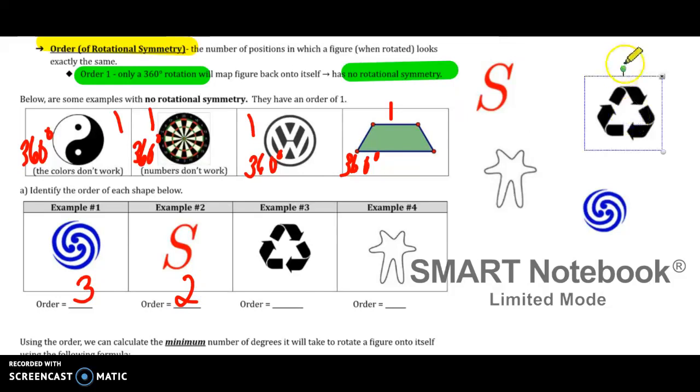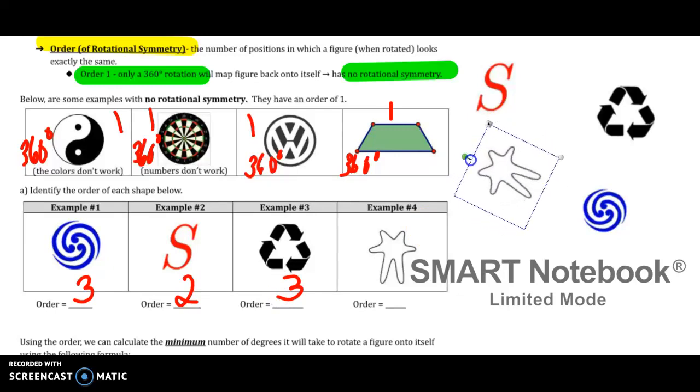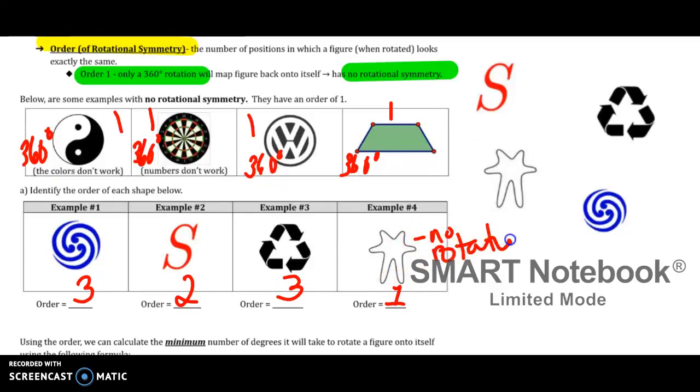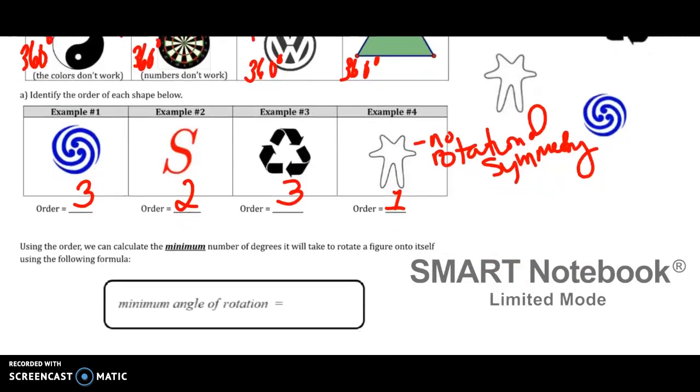Let's take a look at the recycling symbol. So 0 doesn't count. So 1, 2, back at 360 is order 3. And let's take a look at this weird shape right here. As I go around, doesn't look the same. Still not looking the same. Okay, only a rotation of 360 maps this back to itself, which means it's order 1. No rotational symmetry for this one. So order is just the number of positions in which it will look the same.